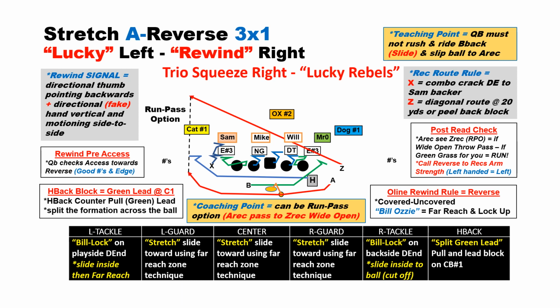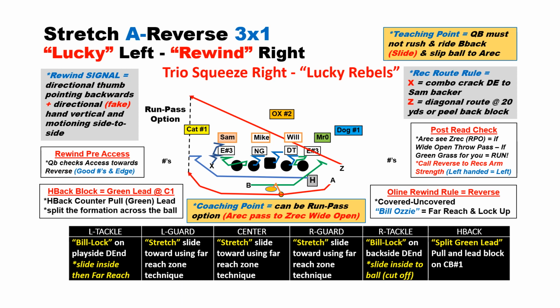So the first example here is where we're going to do stretch zone fake, and we're going to do an A receiver reverse to the left out of a 3x1. The way we communicate this is the first word cue is where the reverse is going: Lucky to the left, Rewind would be to the right. The second call then is going to be the play fake. So the example below, we're in a trio squeeze right, but then we're going to go with a Lucky Rebels, meaning reverse left, faking Rebels or outside zone to the right.